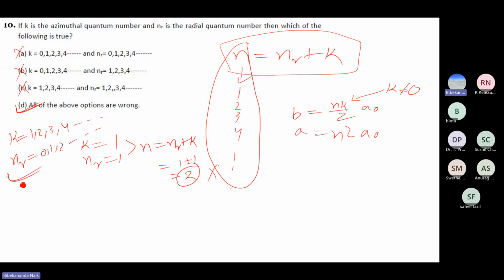So this will be the correct combination of the values of k and n_r, because these satisfy the relation that the total quantum number equals n_r plus k, where n_r is the radial quantum number, and since n_r can be 0, k can't be 0. So the overall sum of the quantum numbers is always greater than or equal to 1, and n equal to 1 corresponds to the first energy level. So the principal quantum number n can never be 0. So option D will be the correct option.